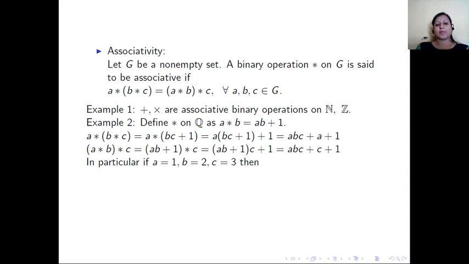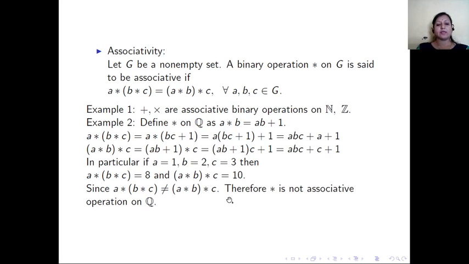So let us see. In particular, if we consider A is equal to 1, B is equal to 2, C is equal to 3, then the first product becomes 8 and the second product becomes 10. So they are not the same. Hence, we have A star (B star C) is not equal to (A star B) star C. Therefore, star is not an associative operation on Q. So in this way, we can easily verify whether the given operation is associative or not.